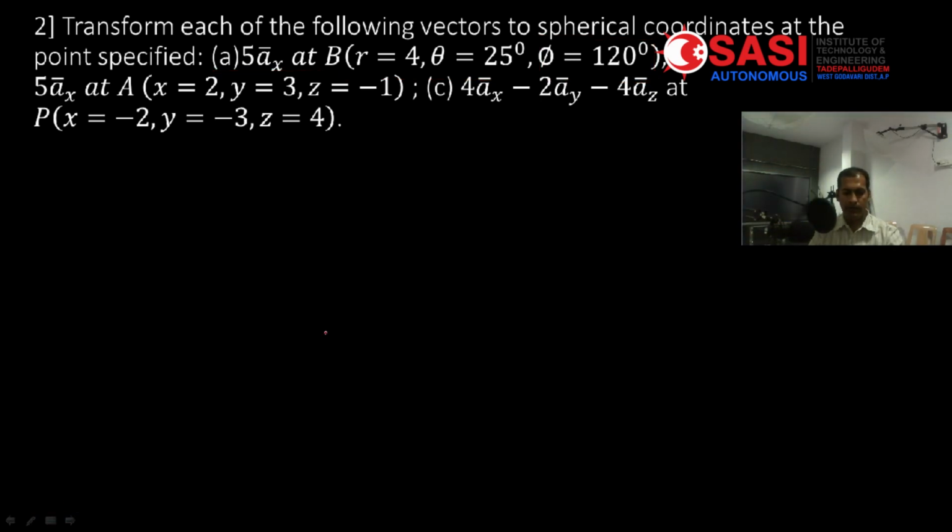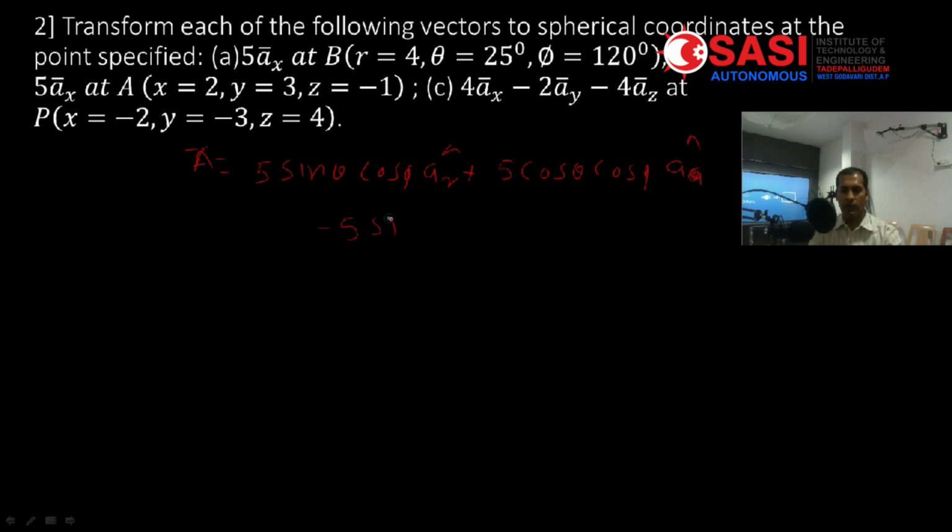So we'll get A bar is equal to phi sin theta cos phi AR cap plus 5 cos theta cos phi A theta cap minus phi sin phi A phi cap.